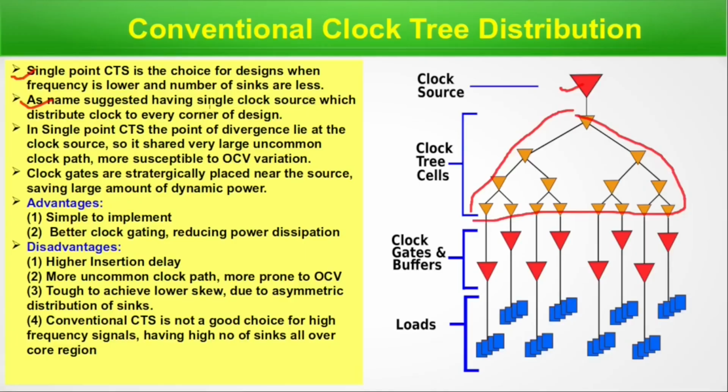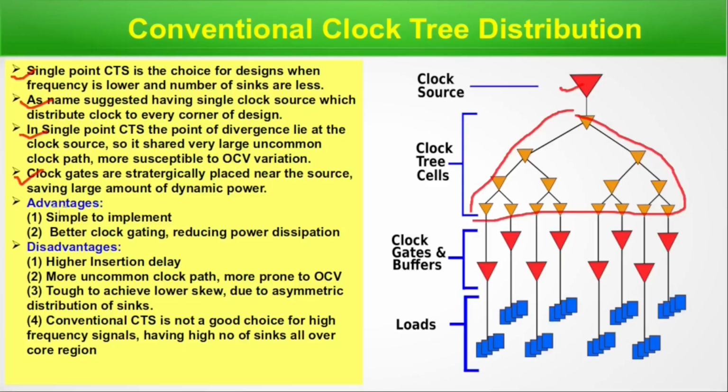As the name suggests, there is a single clock source which distributes the clock to every corner of the design. In single point CTS, the point of divergence lies at the clock source. So, it shares a very large uncommon clock path and is more susceptible to OCV variation. Common path is very small, uncommon path is very large, and this makes it more susceptible to OCV, on-chip variation. What is OCV? We already have an episode on that. You can get to know it in detail by watching that episode. Clock gates are strategically placed near the source, saving a large amount of dynamic power.